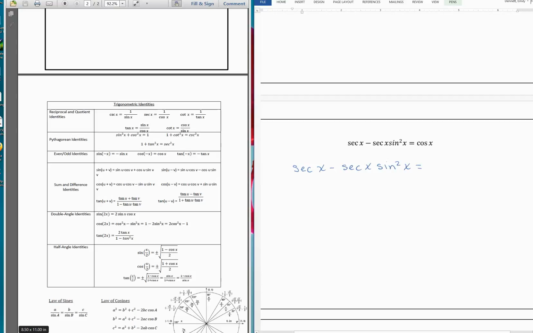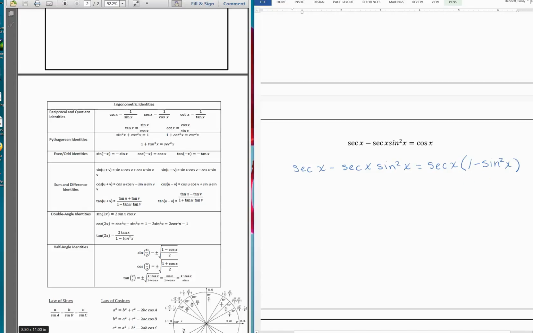Okay, and that's going to be equal to, we're going to pull out the GCF, which is secant of x here. So we can write this as secant of x times 1 minus sine squared of x. Now, here's where we have to look really closely at the identities. See how having a squared gives you an idea that you might want to use one of the Pythagorean identities.